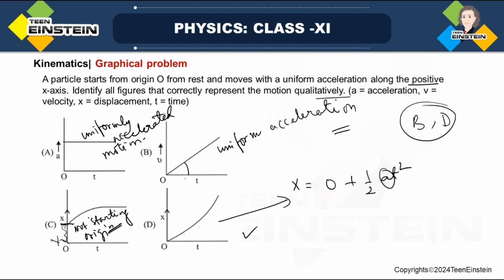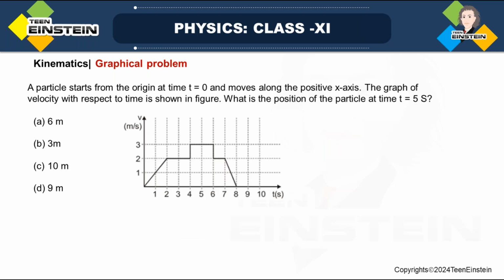It is not starting from 0, and moreover it is moving in the positive x direction, but this is having negative slopes. So that's why option C will not be correct. This is not representing the fact. Otherwise A, B and D are all representing the same fact. All right, with this we will stop the class for today, and graphical problems we will complete with this.